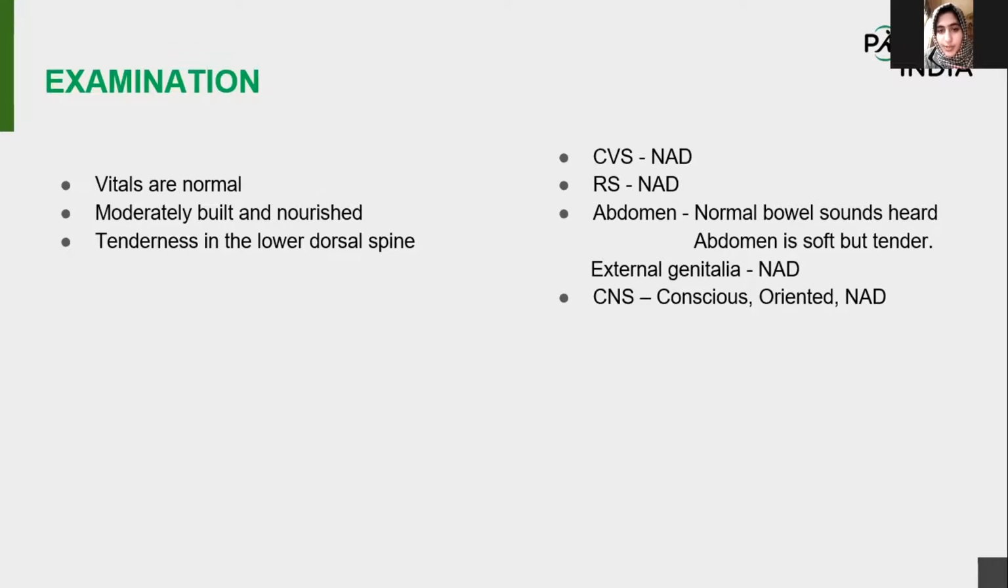He was moderately built and nourished. He was having tenderness in the lower dorsal spine. CVS and respiratory system showed no signs of abnormality. Abdomen, he was having normal bowel sounds. Abdomen was soft but was tender. External genitalia showed no signs of any deformity or anything. CNS, he was conscious and oriented.